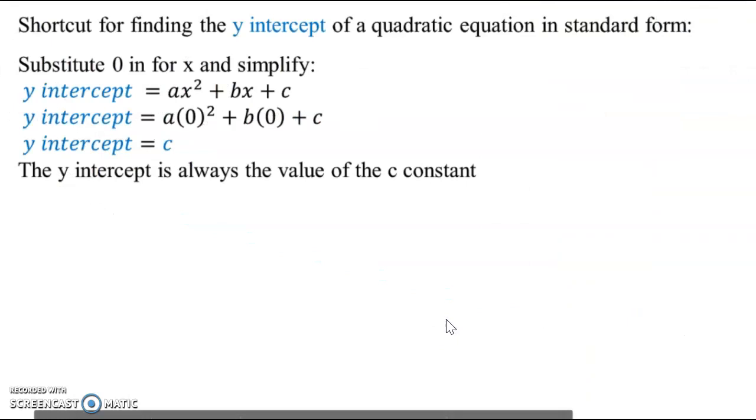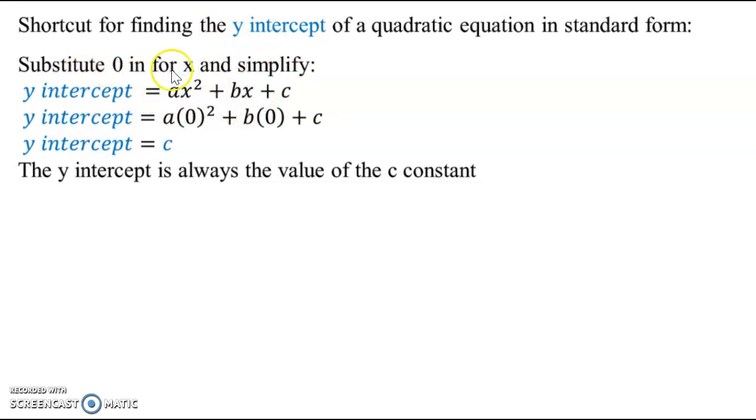Now, there is a shortcut for finding the y-intercept of a quadratic equation in standard form. Remember, the standard form of a quadratic expression is ax squared plus bx plus c, where you're putting the highest degree first, followed by the x term, and then followed by the constant. So this is in standard form.